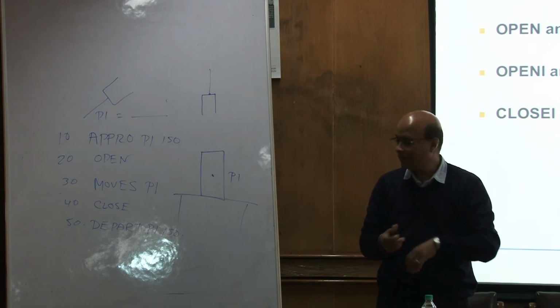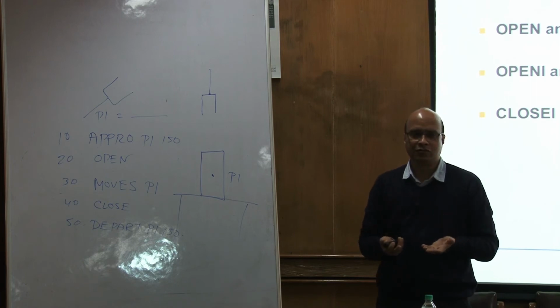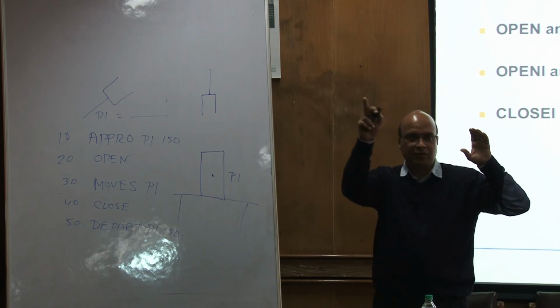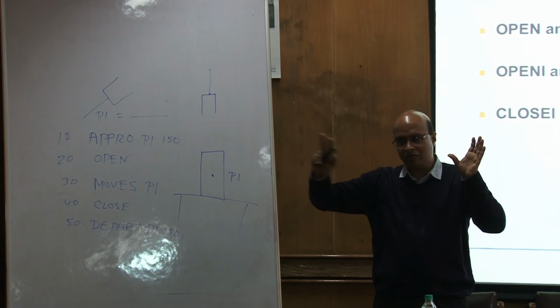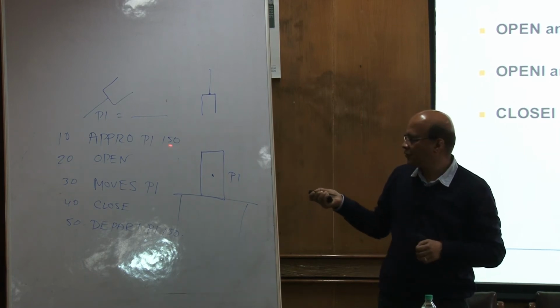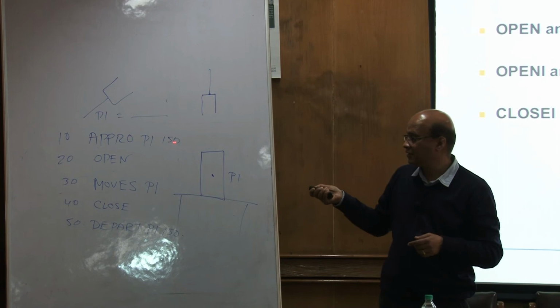Now the problem here is the way a program executes. The way any program executes, you have a compiler. Okay? The compiler will execute line by line. That's how a program executes. So we have a compiler and we have hardware, which is the robot. So the compiler will start processing this line. So we'll say approach P1 150. So it will come there. Okay? So as far as the compiler is concerned, this is done.